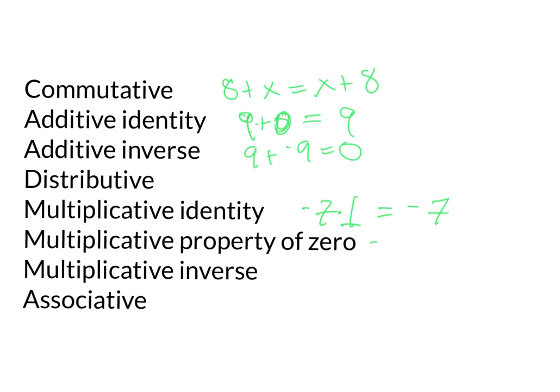Multiplicative property of 0, you're probably catching on to this. Negative 7 times 0 is 0. Any number times 0 is 0. Even 0 times 0 is 0. Multiplicative inverse. Now we're saying, if I have like negative 3, what can I multiply this by to get 1? And the answer will be the multiplicative inverse, or we call that the reciprocal, negative 1/3. Negative times negative is positive.